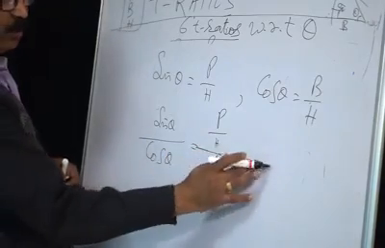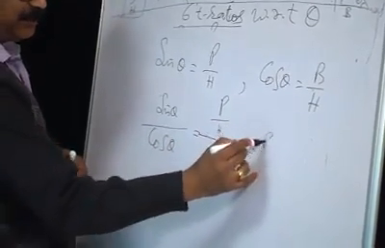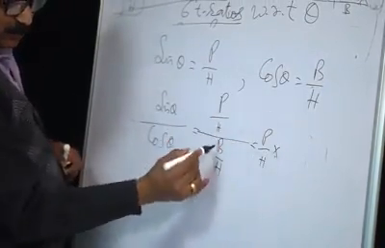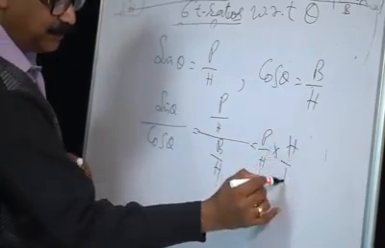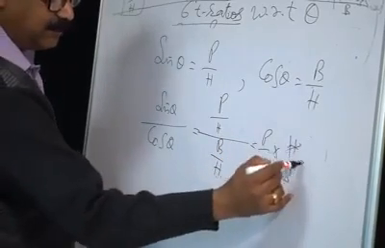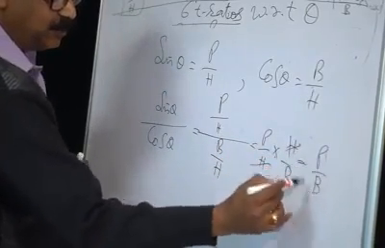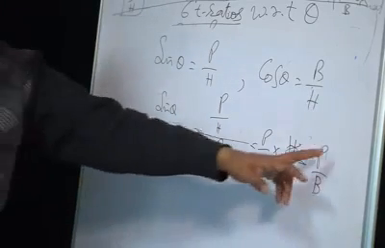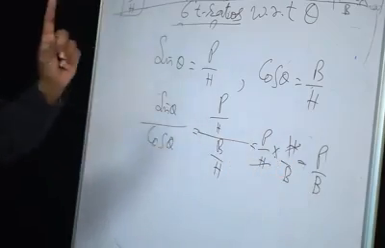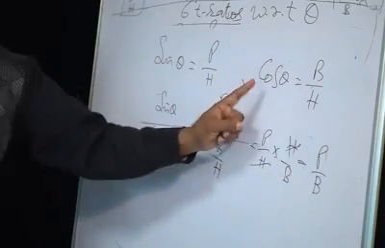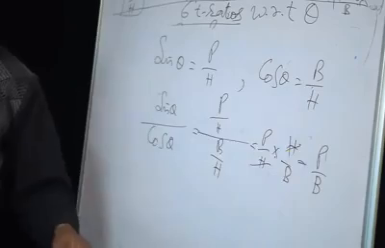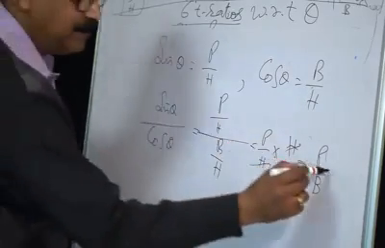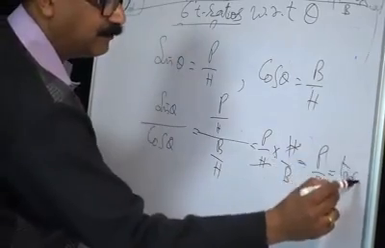So division, when it comes to multiplication, look at this, P by H, if I multiply by the reciprocal, it will be H by B. So H cancels, and you will get P by B. I told you, both sides you have to memorize. Now this is the time you have to recognize what is P by B. P by H is sine, B by H is cos. What is P by B? Tan theta, permanently. So P by B means tan theta.